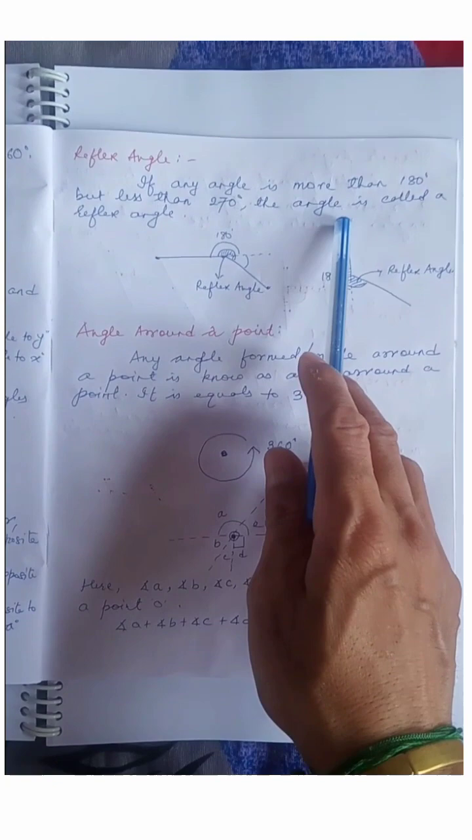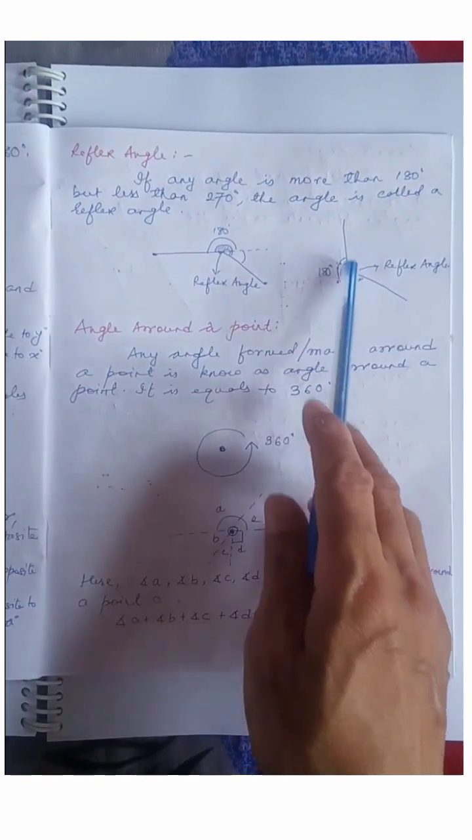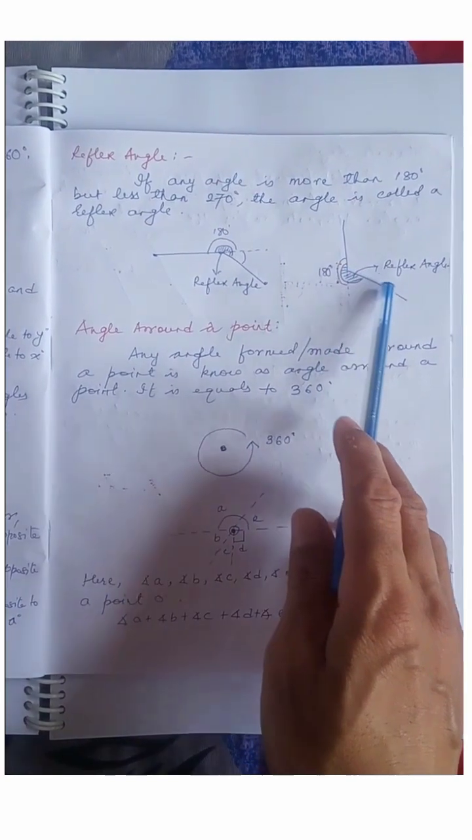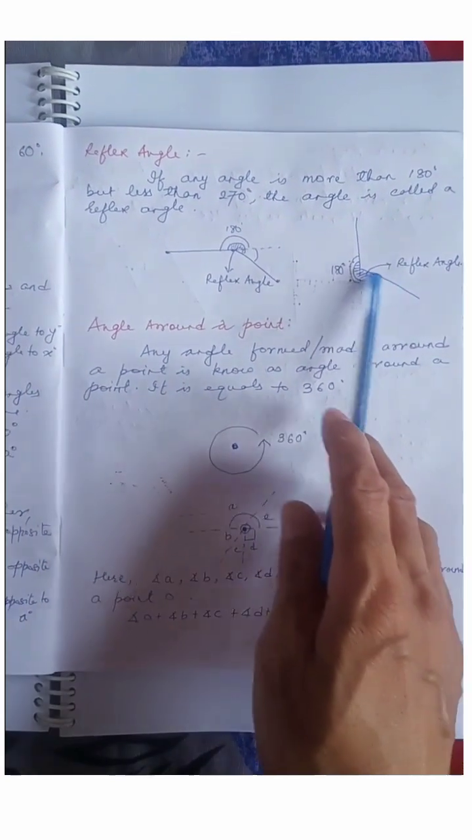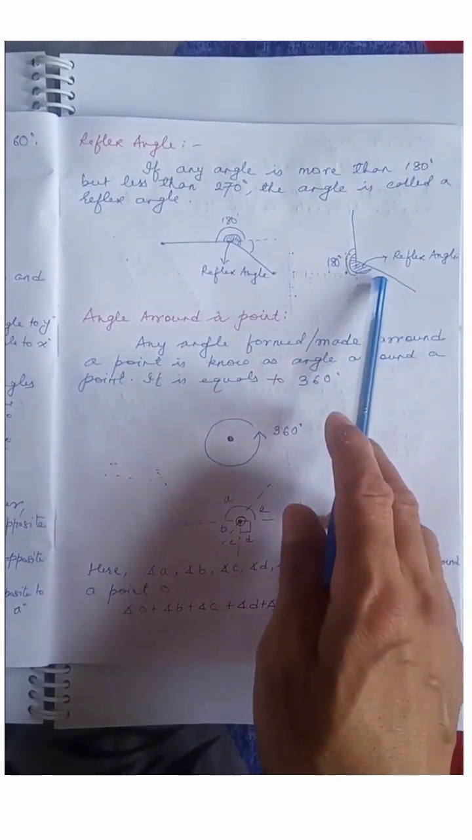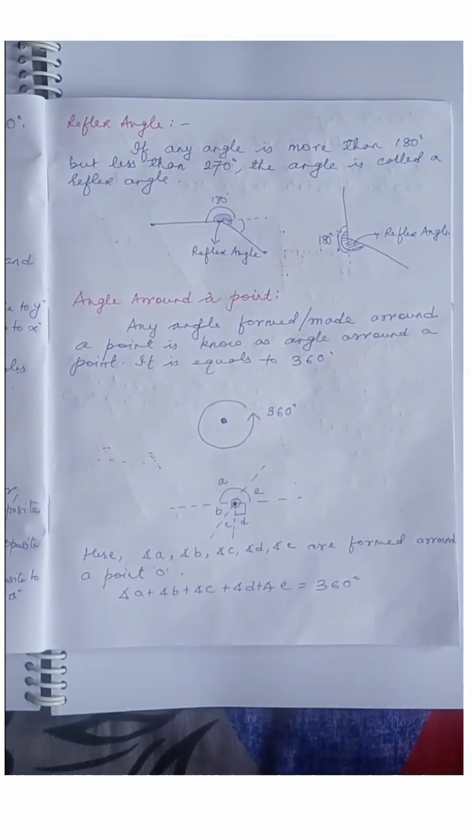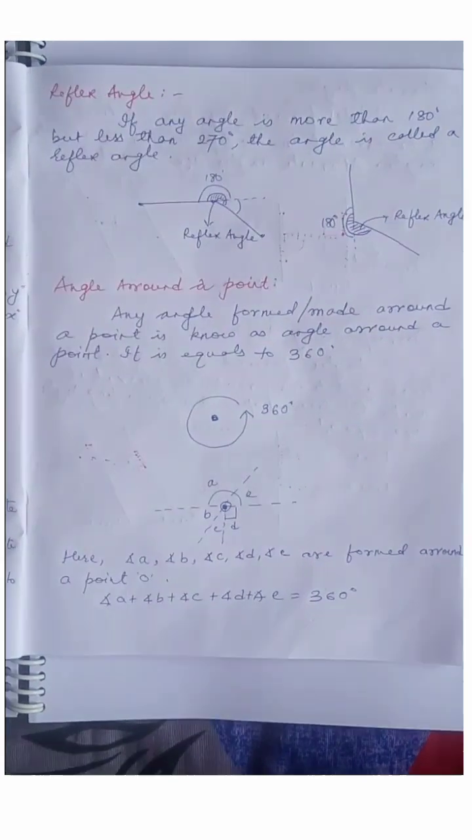Another example, in another orientation, this is a straight line, and another angle is drawn slightly greater than a straight line, so this angle is a reflex angle. And remember, a reflex angle is always less than 270 degrees.